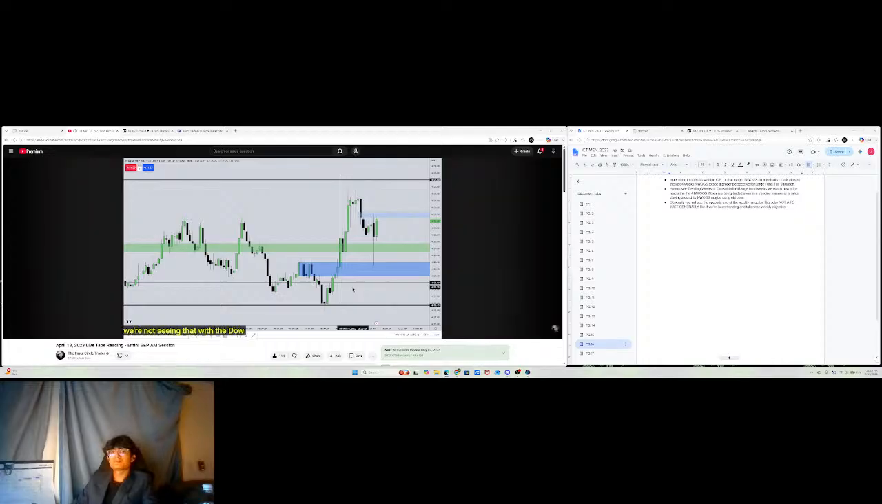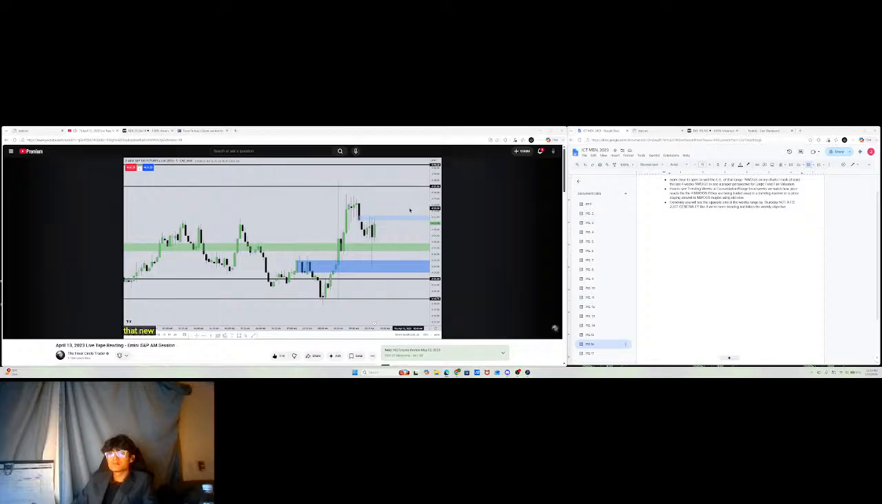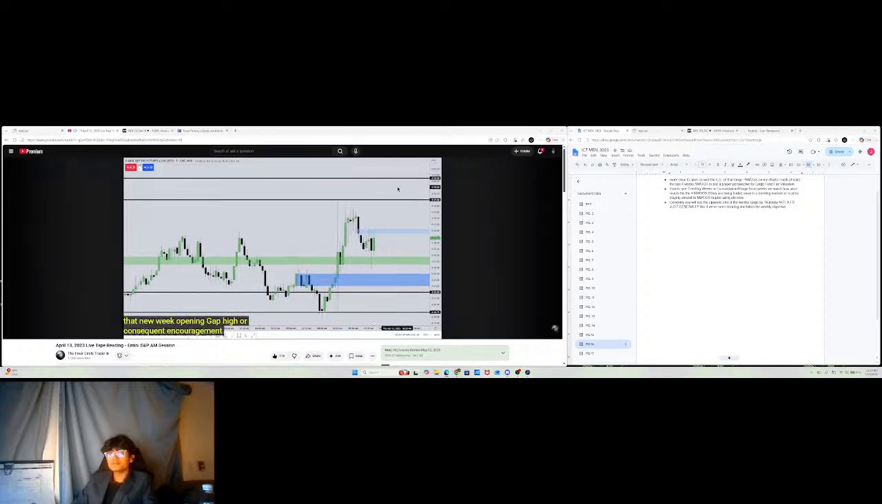We're not seeing that with the Dow, and there's lethargic price action in ES, which can lead to the sick sister concept, which is where it catches up with the leader. In other words, this might want to run above for buy side, trade into that new week opening gap high or consequent encroachment. Roughly eyeball, we'll call it 38.75. 41.38.75 is the consequent encroachment between this old new week opening gap low and the old new week opening gap high. So respective low and high and midpoint consequent encroachment, 41.38 and 3/4.